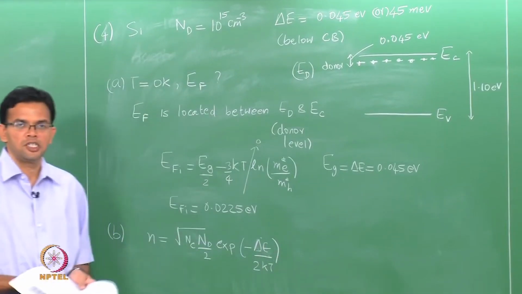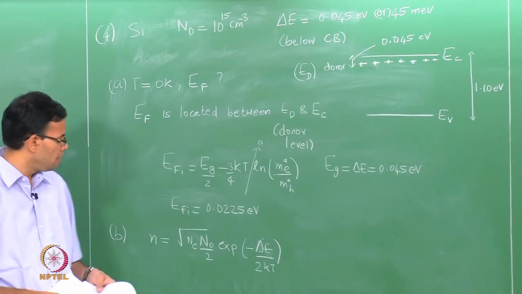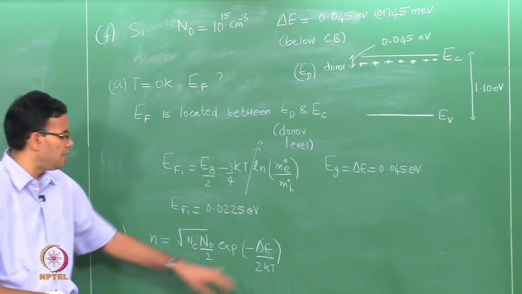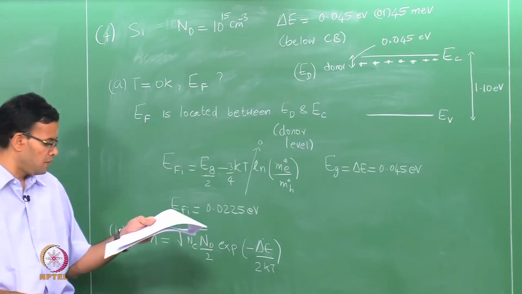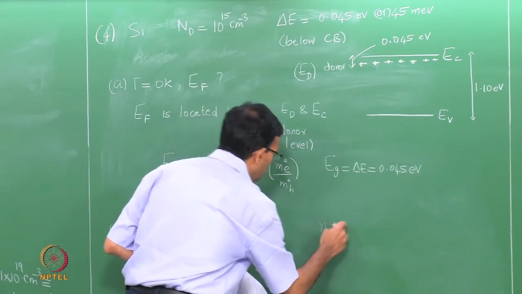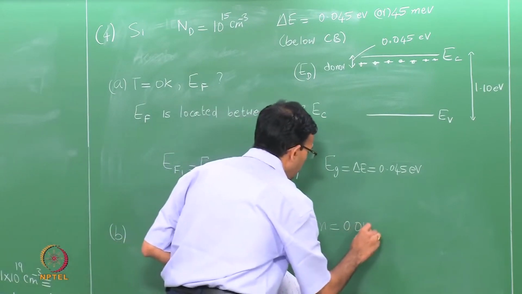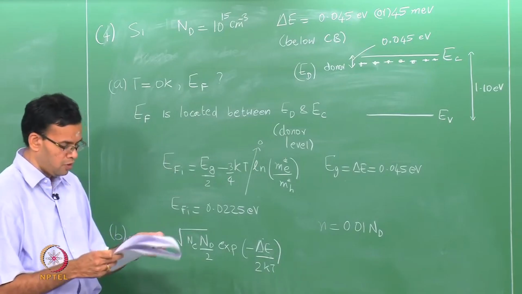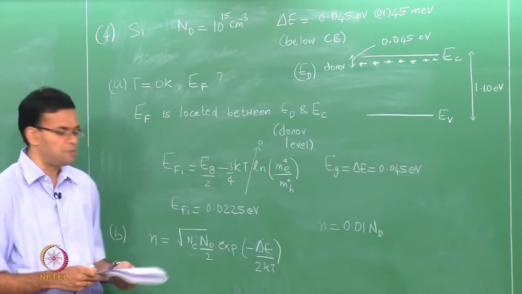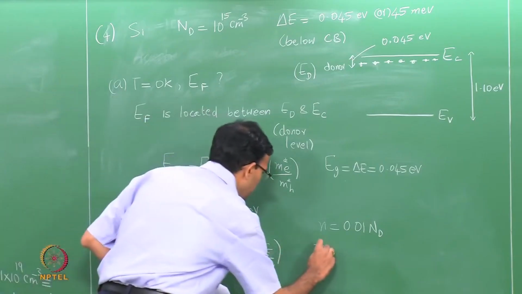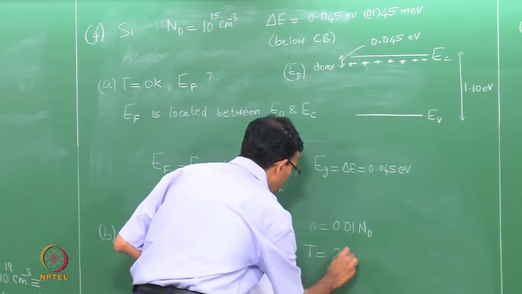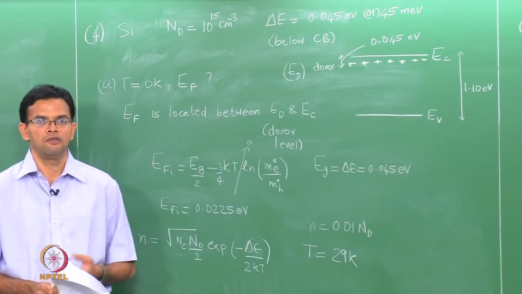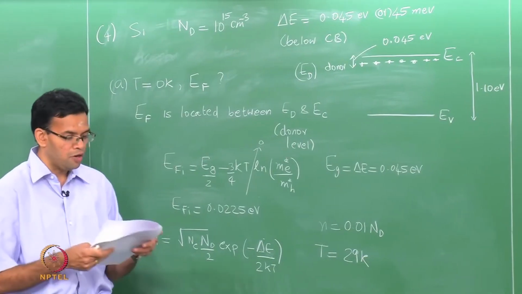So, we are using the expression for an intrinsic semiconductor, except that instead of writing Nv, we write Nd over 2, and delta E is the ionization energy. N, the question says, is 1% ionized, so 0.01 Nd. Everything else is known except for the temperature, so we can substitute in. The temperature we can calculate to be 29 Kelvin. All we have done is to take the expression for an intrinsic semiconductor and then modify it.